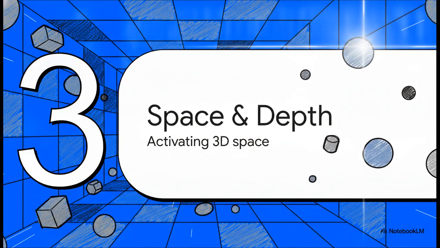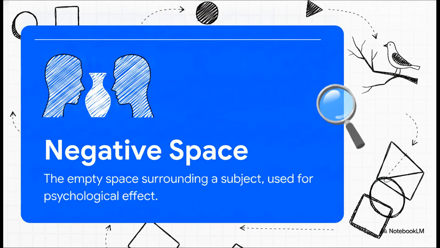All right, on to section 3, activating space and depth. Now, to really understand space, we have to talk about negative space. This is the empty space surrounding your subject, because sometimes what you don't show is just as important as what you do show.